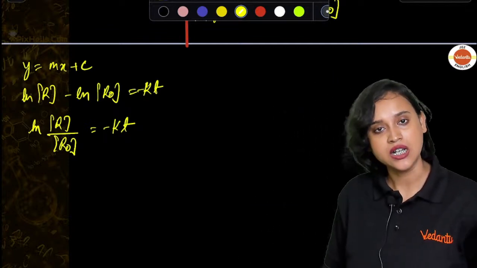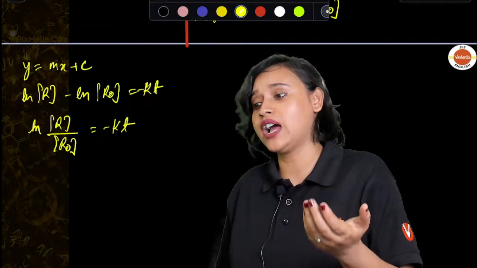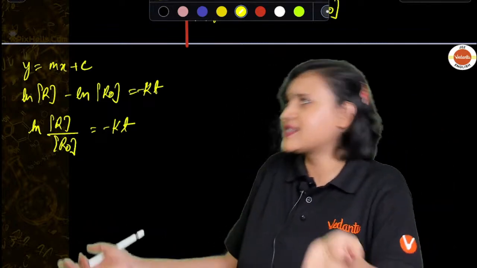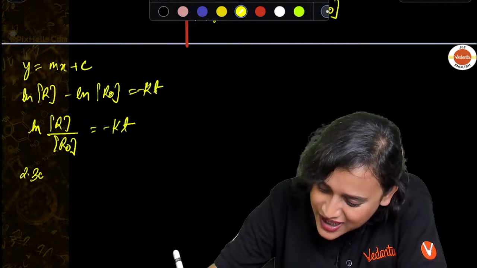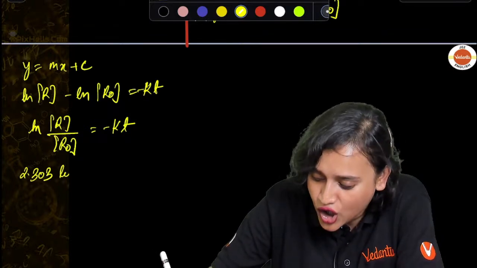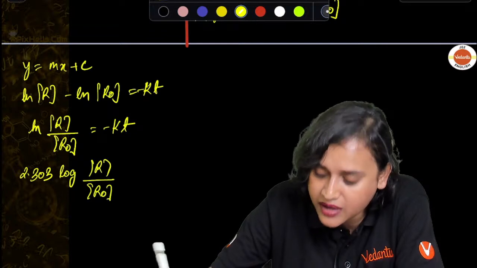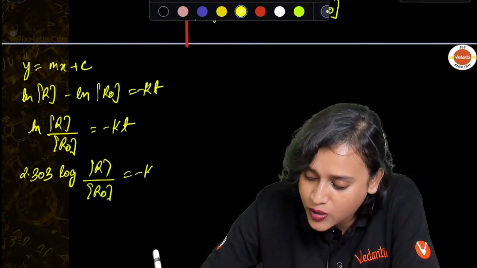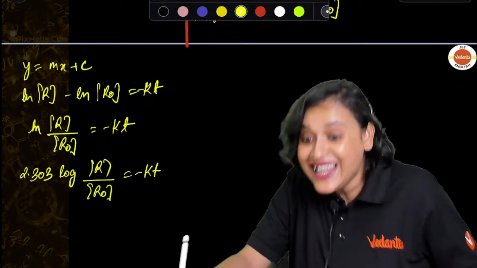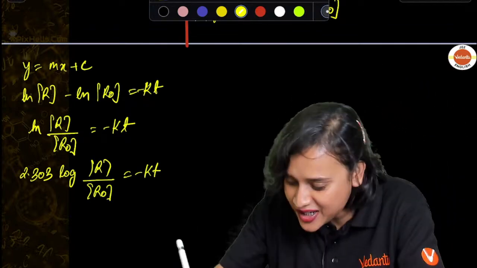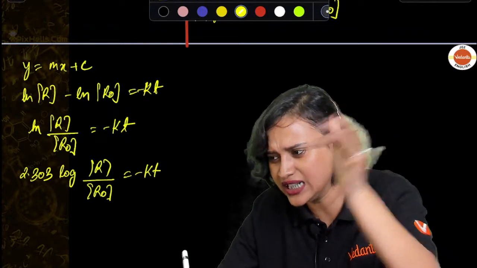Correct? What if I want to convert it to log base 10 now? I can do that. So what am I going to do now? I am going to write it as 2.303 log base 10 of R divided by R naught, and that will be equal to minus kt. Am I right, everybody? Let us just tweak it a little bit more, okay?